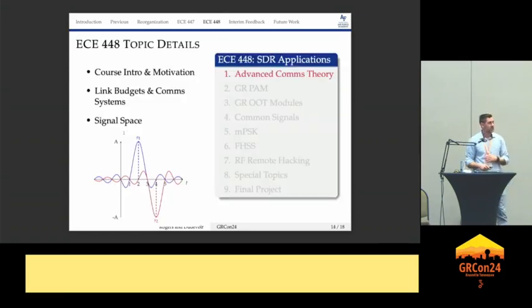And we have to do some things like talk about signal space and different kinds of antipodal signals and things like that. So we do that at the get-go, and talk about noise figure and link budgets, because those become important when you ask, hey, why can't I talk all the way across the room? It's because of the link budget.